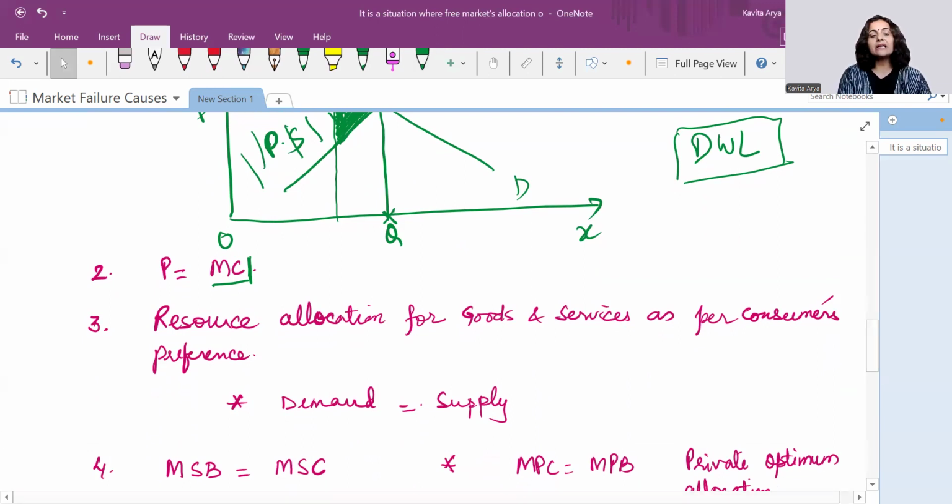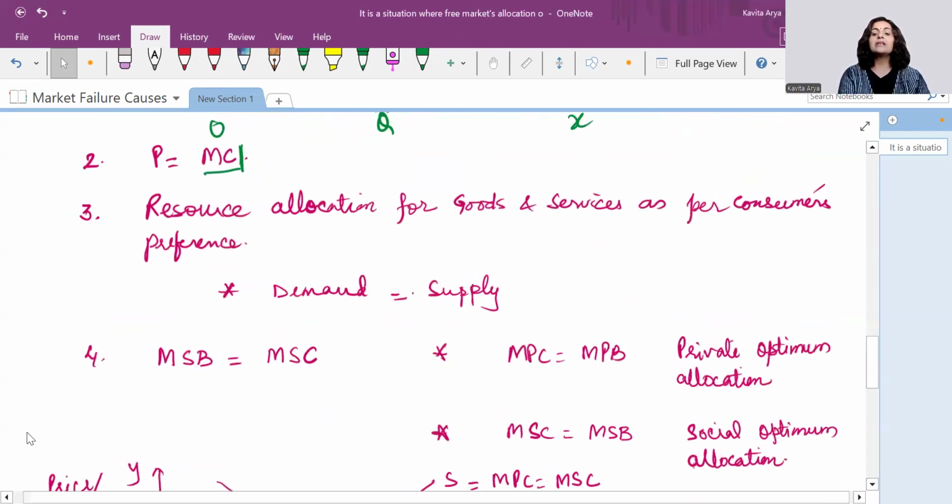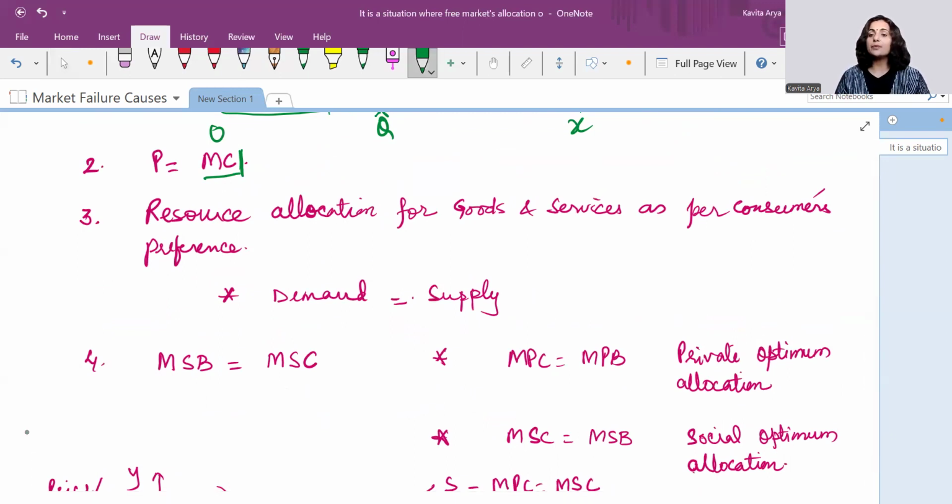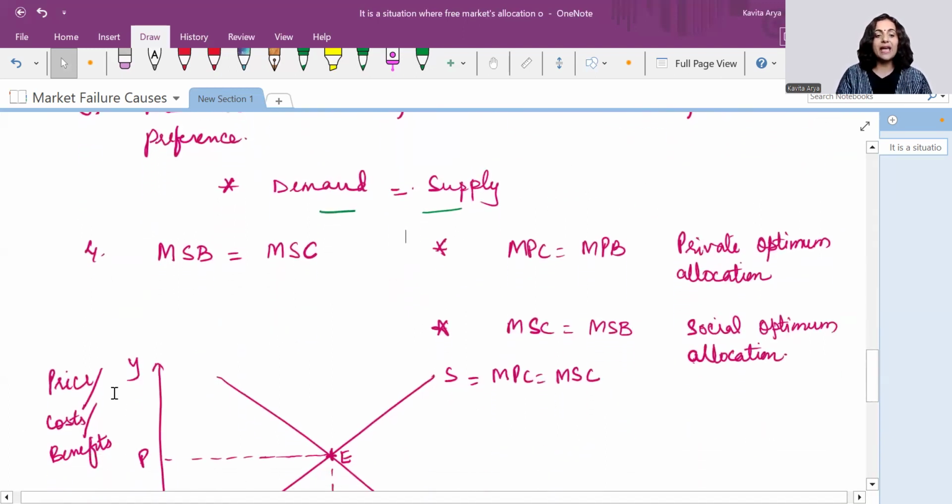Right. Then we say the resource allocation for goods and services as per consumer preferences. Means all the needs and the preferences of the consumers are met. Whatever they need in the society should be produced, and they should be produced in such a manner that demand is equal to supply. There should not be any wastage also, nothing extra, nothing surplus. Okay, nothing short.